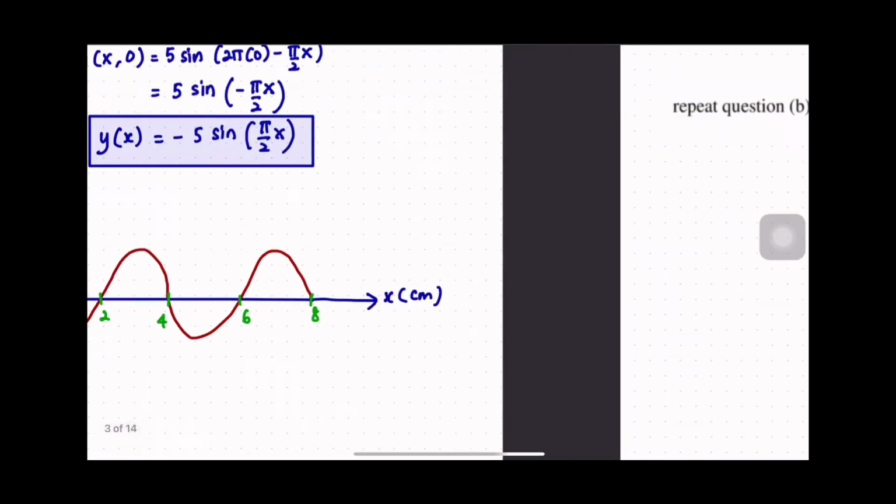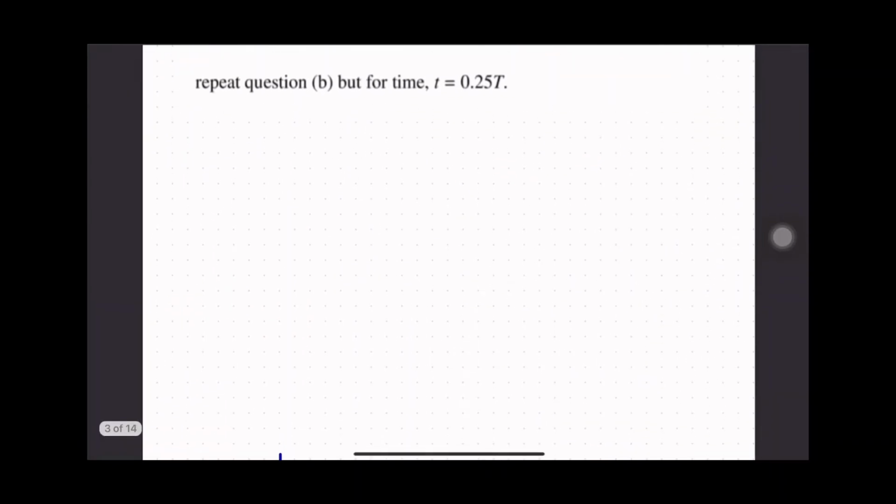Okay, so next, let's say the same question, but they give you some condition where t is equal to 0.25 period. So you have to know t in terms of second, in terms of time. t equal to 0.25 period. Earlier we calculated the period as 1 second, right? So our time is 0.25 second. We want to plot this graph.